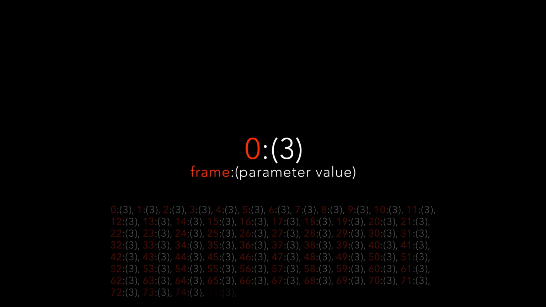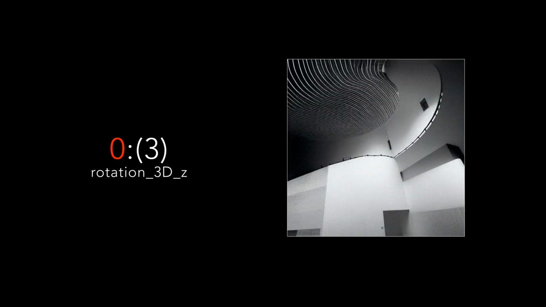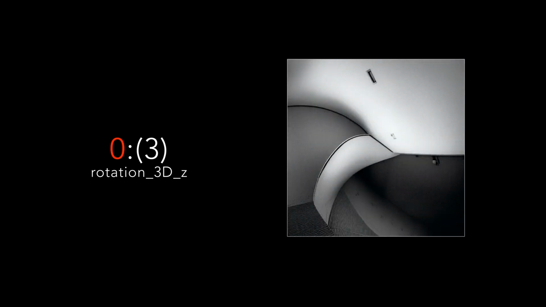So if we put the value for rotation Z to 0 and 3, the camera will turn counterclockwise by 3 degrees per frame for the entire length of the animation. If we want to vary the movement, we can enter a second value after a comma, let's say 60 and 1. Now the camera will start rotating counterclockwise by 3 degrees per frame and gradually slow down to 1 degree per frame until frame 60. From this point on, it will keep the value of 1 degree until the end of the animation.